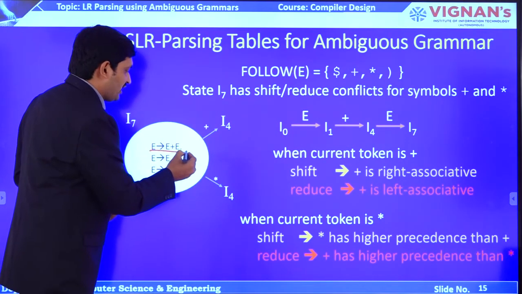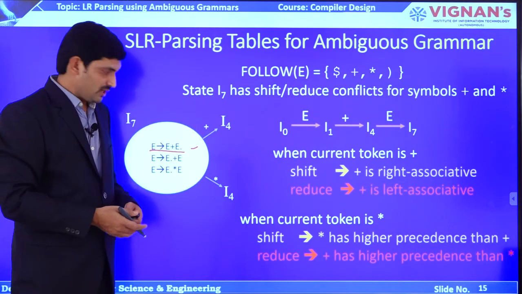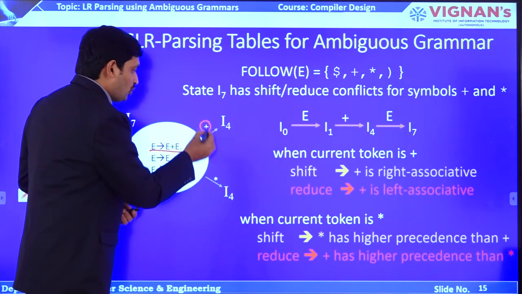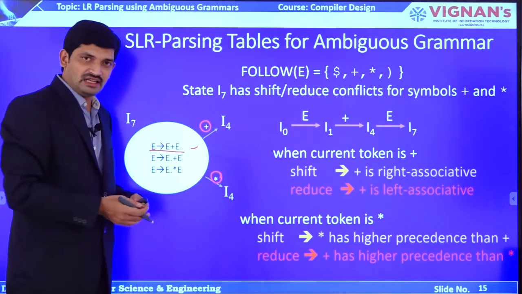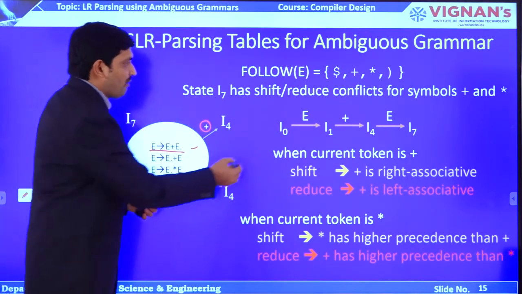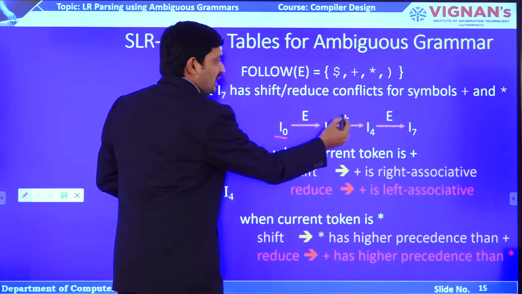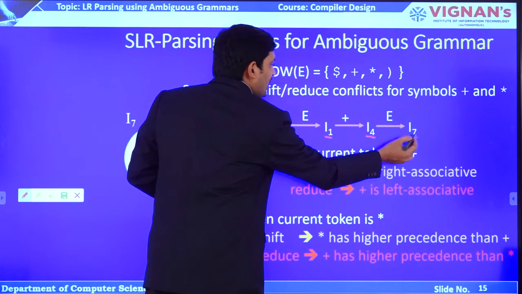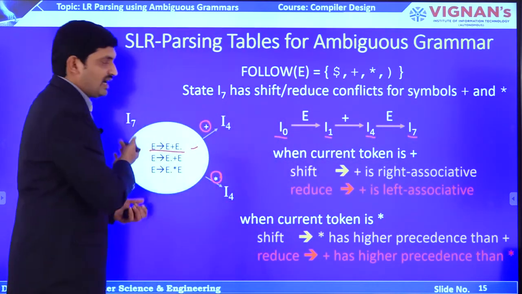Because of this final item we have to write the reduce operation, and there are two goto operations depending upon plus and star. So, definitely we have to write the shift operation. Now, come to here: from I0 on capital E it goes to I1, on plus I4, and on capital E I7. So, this is the I7 state.